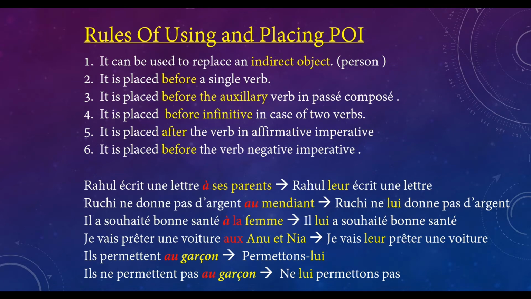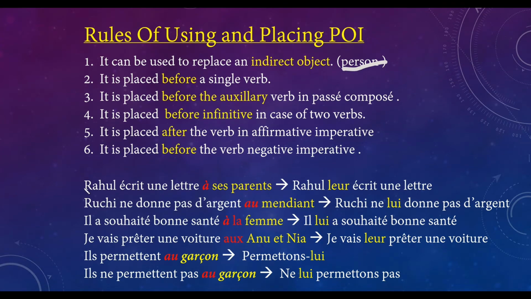Rules of using and placing POI. Now, if you learn and properly apply these 6 rules, you will never go wrong in how to use an indirect pronoun. It can be used to replace an indirect object. We have already discussed it. It can only be used to replace a person, and unlike COD, which is used to replace both a person and a thing, this one can be used only for a person. It is placed before a single verb.